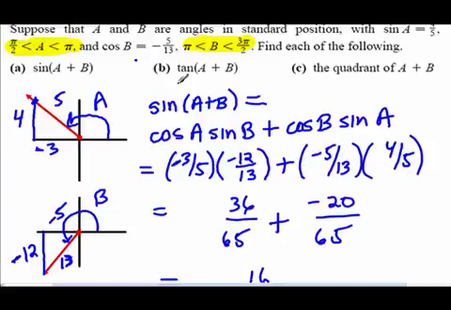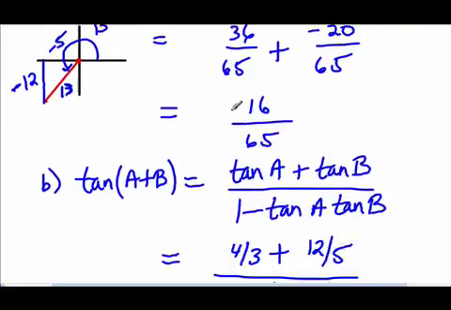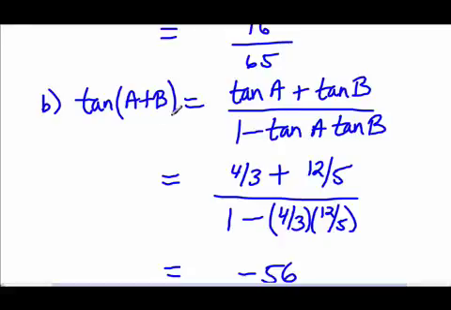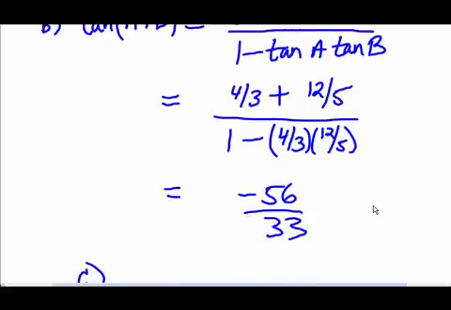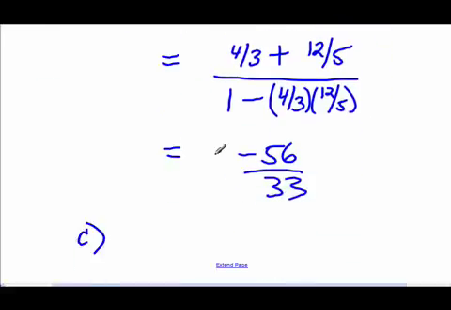For the tangent of A plus B, we'll use the tangent of a sum identity, tan A plus tan B over 1 minus tan A tan B. So tangent A is 4/3, tangent B is 12/5. On the bottom we have 1 minus 4/3 times 12/5. I just dumped everything into the calculator and said, give me a fractional answer, and we get -56/33. Right? Now comes part C.